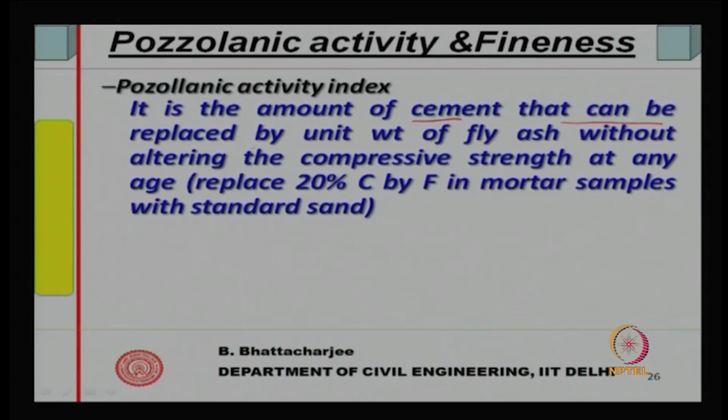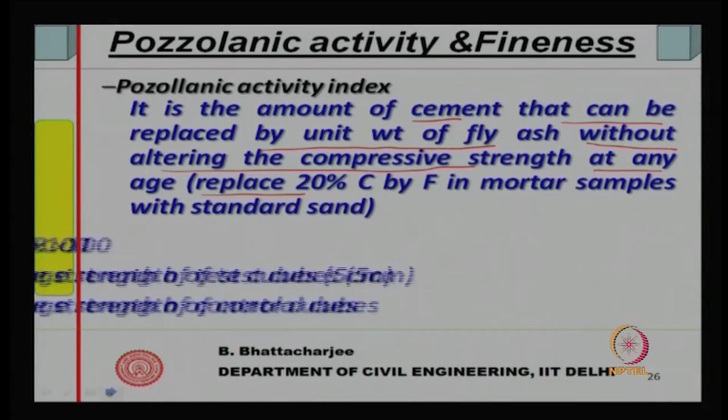It is the amount of cement that can be replaced by unit weight of fly ash without altering the compressive strength at any age. So, let us say replace 20% C by F in mortar samples with standard sand. That is how we define it, right. So, let us say 20% cement can be replaced by fly ash without altering the strength, then this is what the pozzolanic activity index will be.